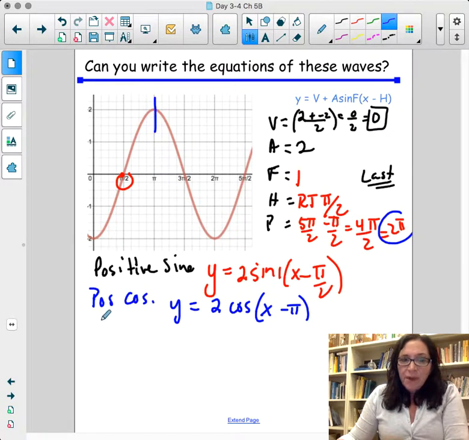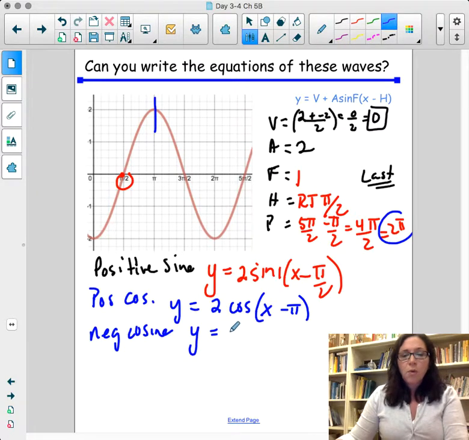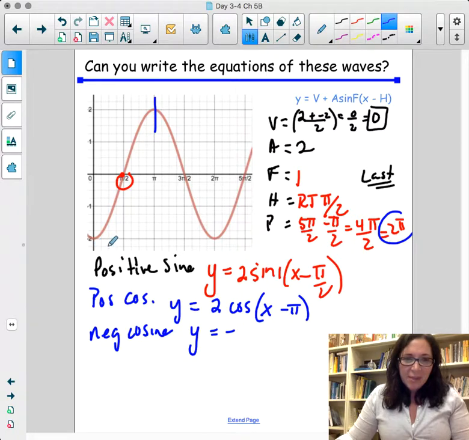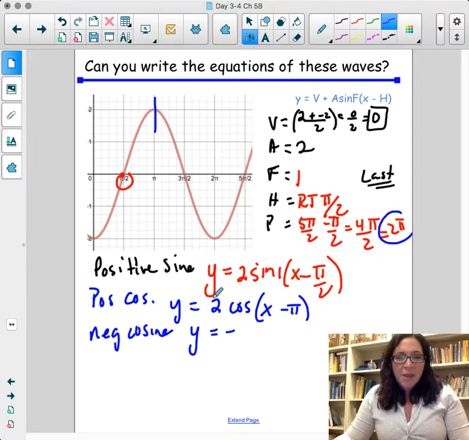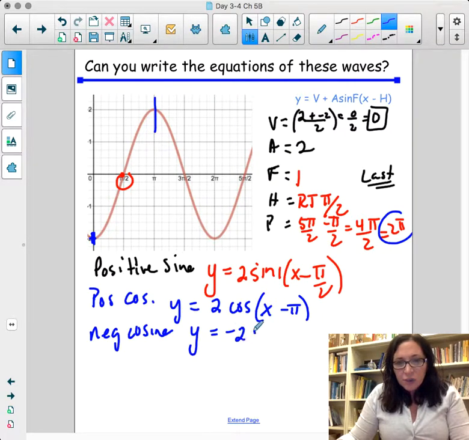Now remember, if I wanted a negative cosine graph, I'm going to do this. Watch. Y equals, oh, I didn't flip my last graph. Negative, let me think about this one real quick. Y equals negative. See this negative sign right here? So that's negative 2 cosine of x.